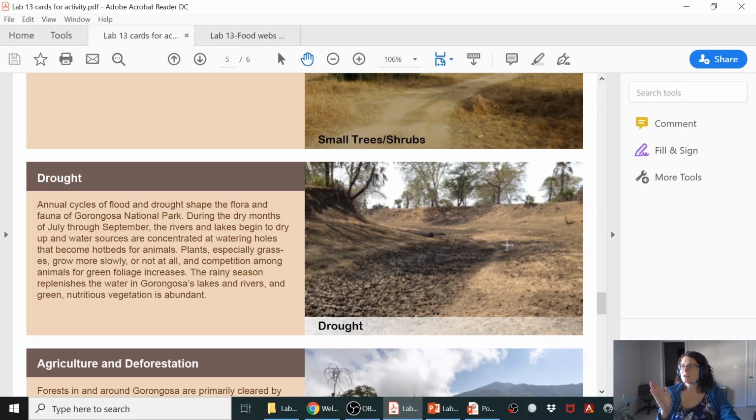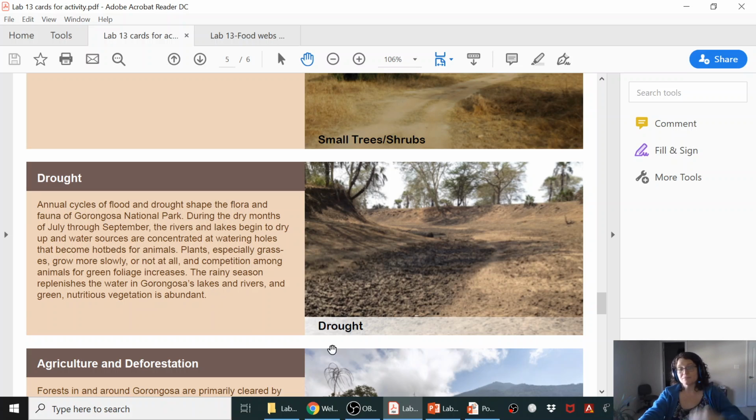Remember, I said we're going to talk about cascades and impacts. Drought. During the dry months, plants, especially grasses, grow more slowly. So now we have this issue where there's no water. What organisms will it affect? Think about the fact that there is no water and these annual cycles of flood and drought. So if there's no water, it impacts the grass. If there's no grass, it impacts the buffalo. And if there's no buffalo, it impacts lions. Okay, so now we have a pattern that we can look at, that cascade.